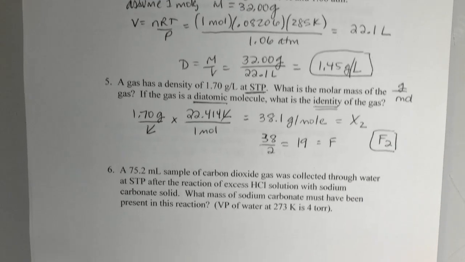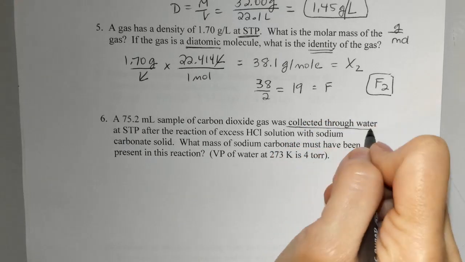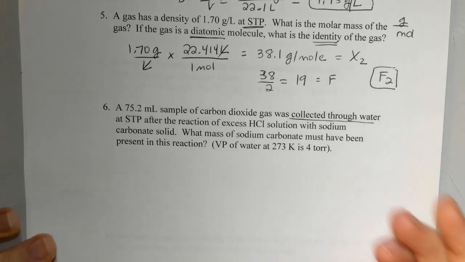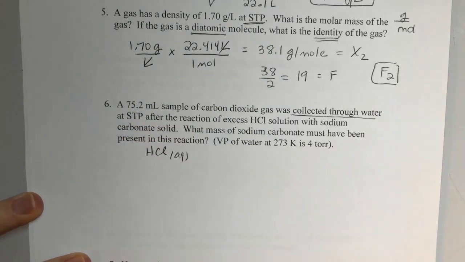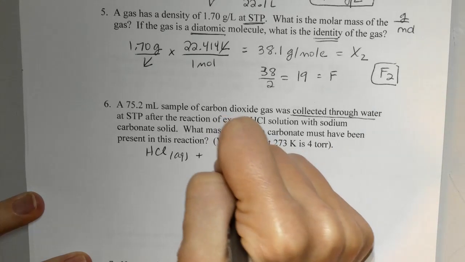All right, so the next question says we've got 75.2 milliliters of carbon dioxide collected over water. That's the key phrase. We're at STP. We have a reaction of excess HCl solution with sodium carbonate, and we want to know the mass of sodium carbonate that must have been present for the reaction. So we're taking HCl solution, so aq, reacting it with sodium carbonate solid.